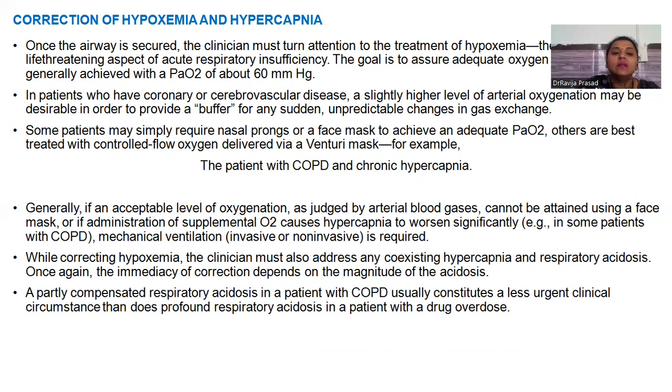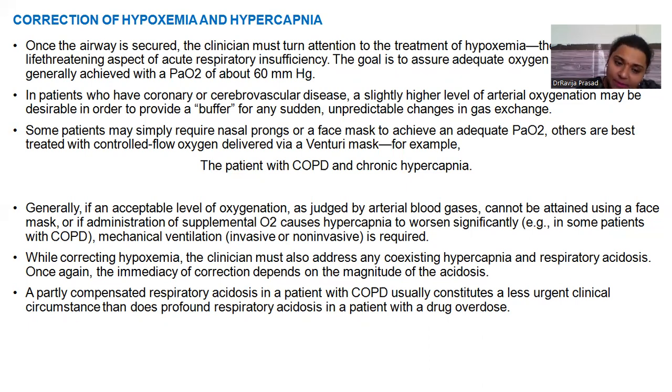Some patients may simply require nasal cannula or a face mask to achieve adequate oxygenation. Others are best treated with controlled flow oxygen delivered via Venturi mask, for example, the patient with COPD and chronic hypercapnia. Generally, if an acceptable level of oxygenation, as assessed by arterial blood gases, cannot be attained using a face mask, or if the administration of supplemental oxygen causes hypercapnia to worsen significantly, for example in patients with COPD, mechanical ventilation, invasive or non-invasive, is required.